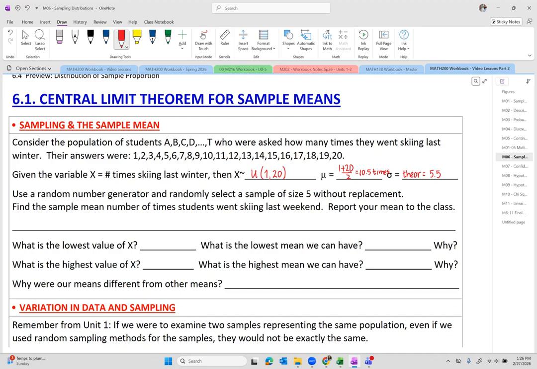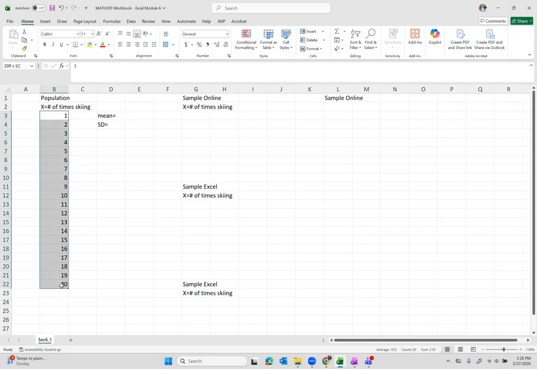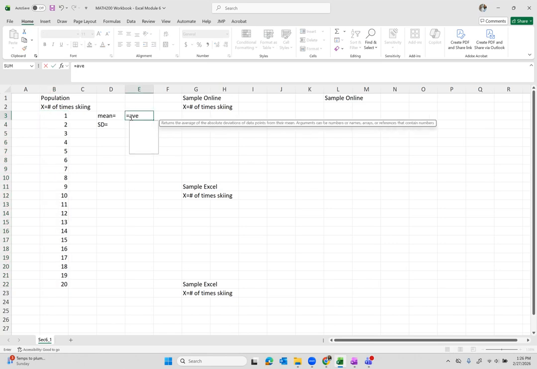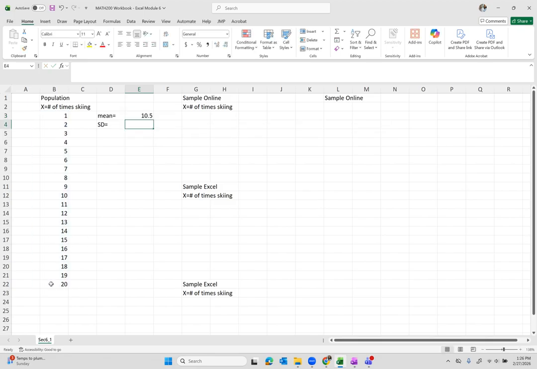I want to find the exact values because these are 20 discrete values and I can do that. So I have created here an Excel file that has the values from 1 to 20. X is the variable of number of times they went skiing. The mean can be found by using the average function of the array from 1 to 20. And it also happens to be 10.5.